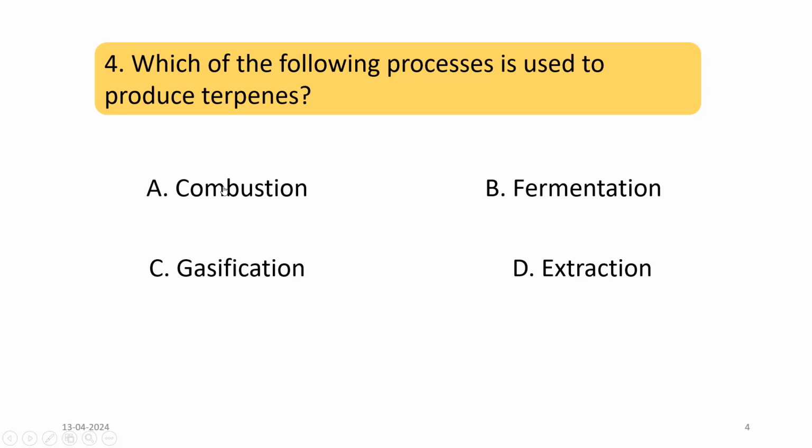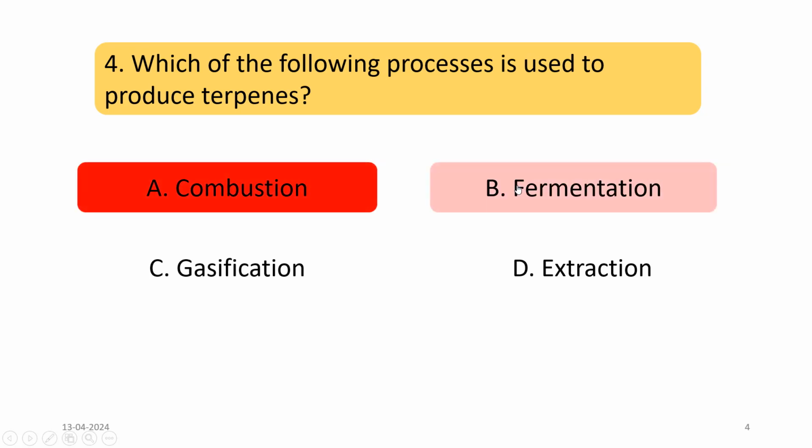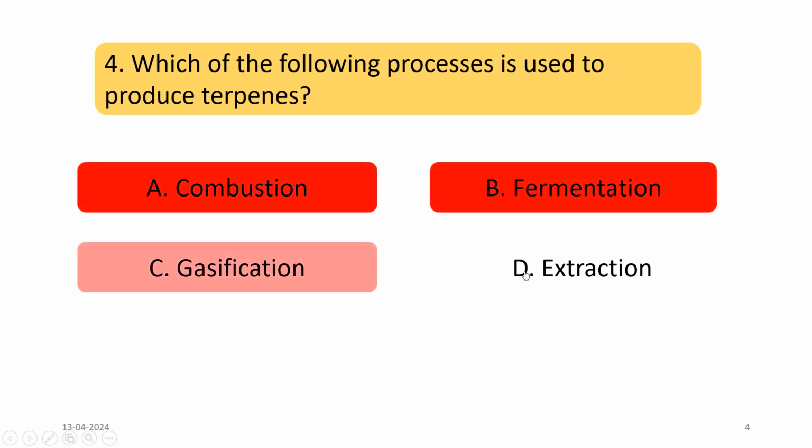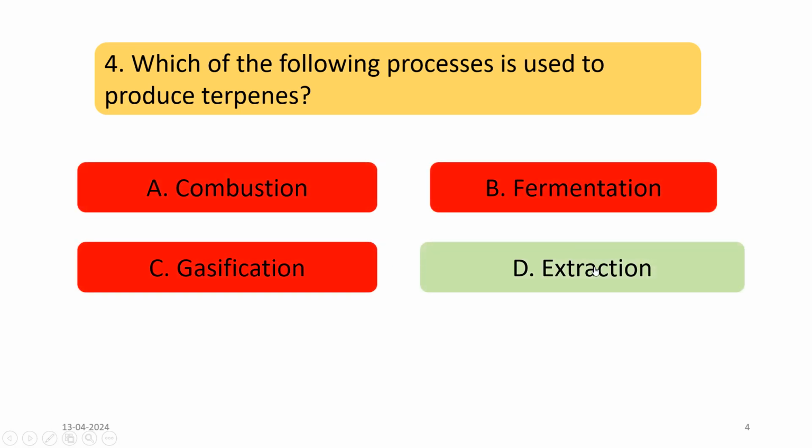The answer is extraction. The right answer is extraction. So if we take biomass and then we do extraction, we will get terpenes.